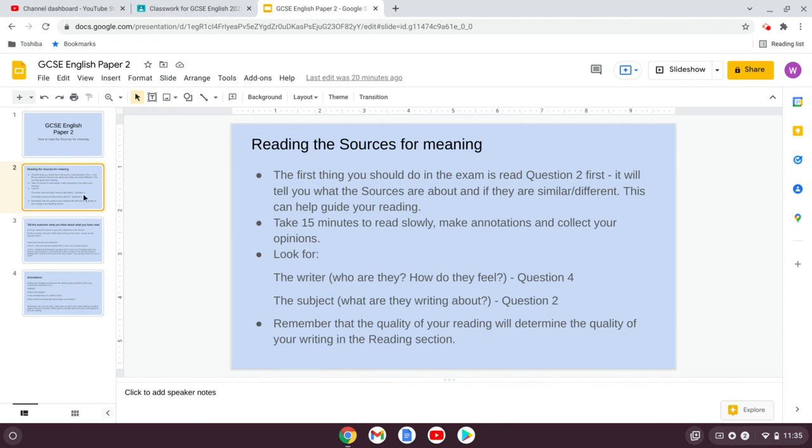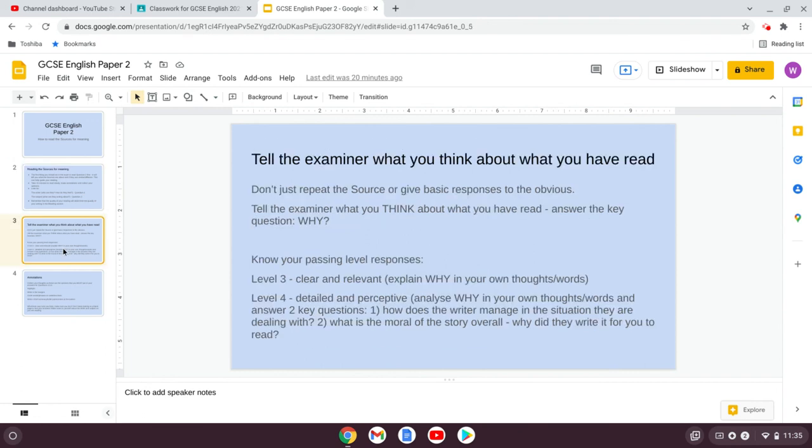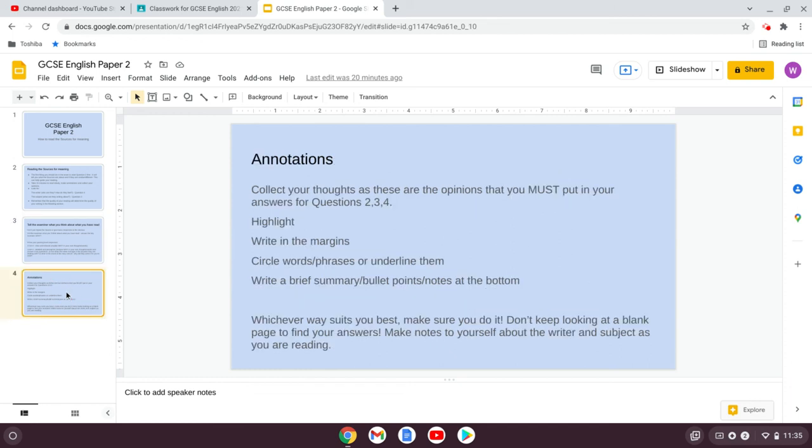The more you do that, and the more you collect your thoughts, the higher your mark can go when you express your opinions of those things. So tell us about what you think about what you've read. It's not about the paper, it's about what you think of the paper. Hit your passing levels, level 3, level 4, and annotate in whichever way you think best to allow you to capture your thoughts. And the better you do on annotations and collecting your thoughts, the more confident you can be and should be in expressing your opinion in your answers.